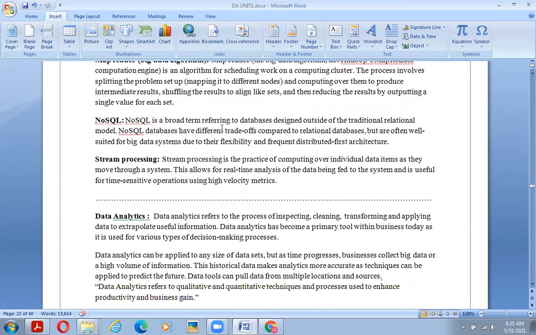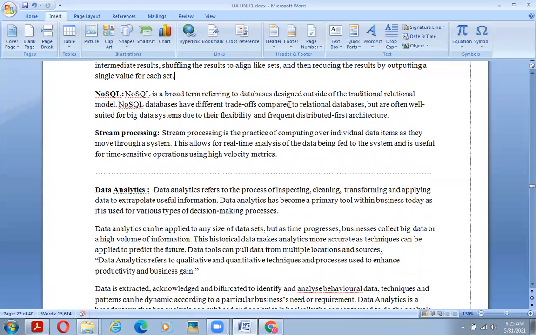NoSQL is a broad term for database design outside a traditional relational model. NoSQL databases have different trade-offs compared to relational databases, and are often more suited for big data systems due to their flexibility and frequently distributed architecture.